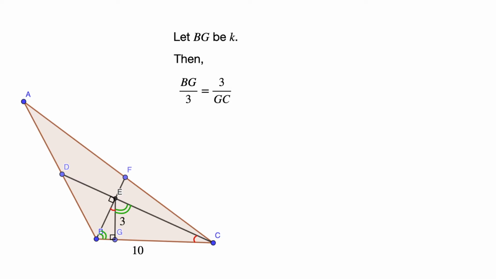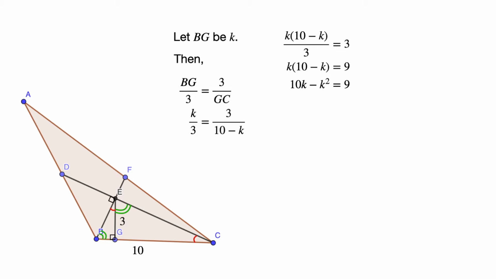Now substituting in the variable K, we get this. GC is equal to 10 minus K because, remember, BC is equal to 10. So GC would be equal to BC minus BG. Multiplying both sides by 10 minus K, then by 3, and expanding it, then moving everything to one side, we get this nice polynomial equation here. Factoring it, we get 0 is equal to K minus 9 multiplied by K minus 1.